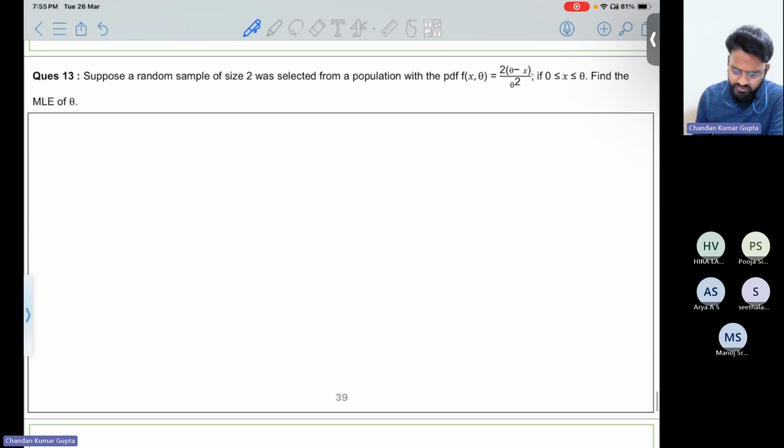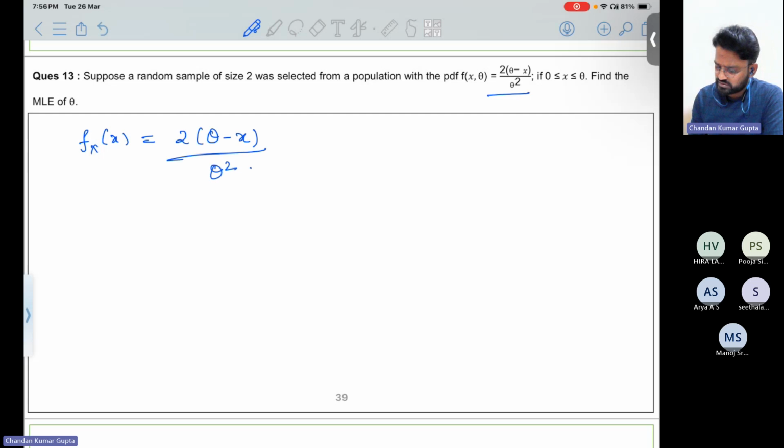Now the next question will be: suppose a random sample of size 2 was selected from a population with the given PDF. Find the MLE of theta. So the PDF will be twice of theta minus x upon theta square.